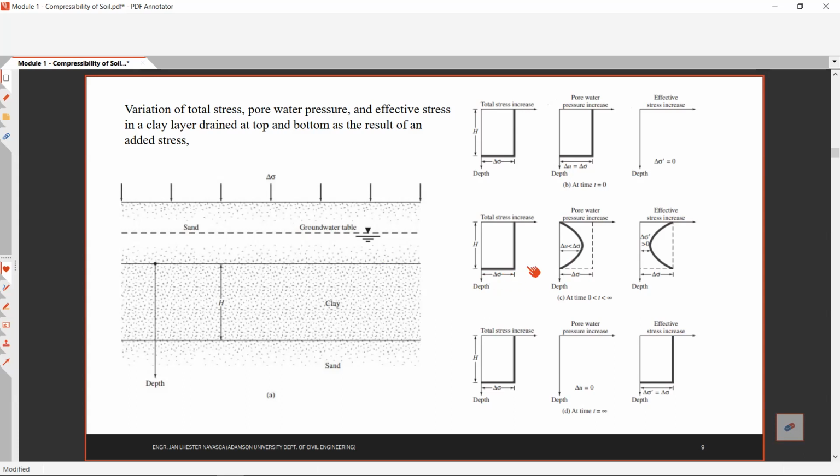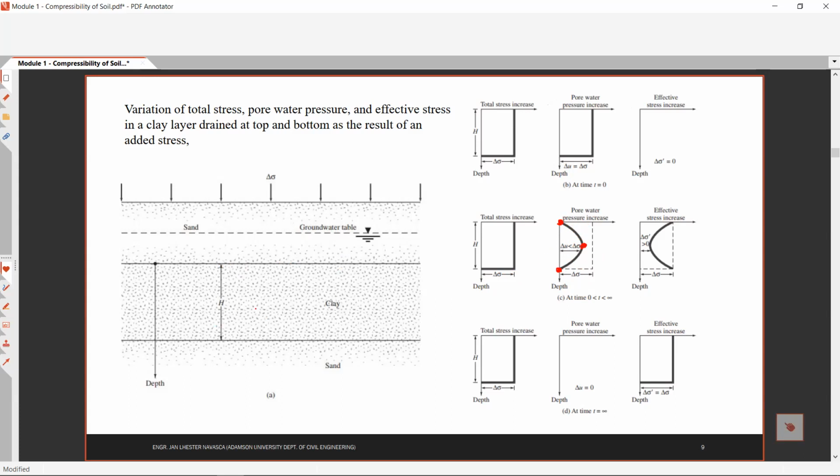Then, at time t equals 0, yung pore water pressure, this one is yung top of the clay layer since that is H. Ito yung mid ng clay layer. Ito yung bottom of the clay layer. Okay. So at the top of the clay layer, nandito yung location na yun. That is 0. Then at the middle, dun yung mataas yung pore water pressure.